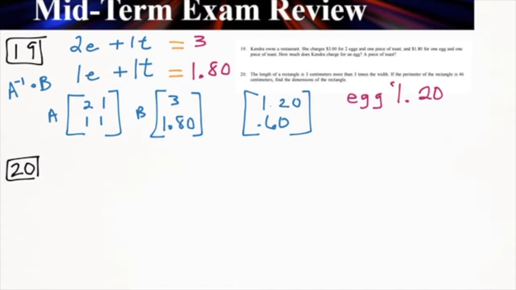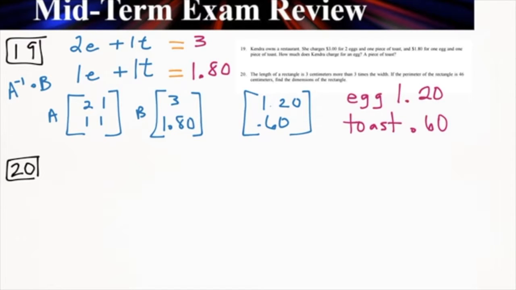I'm going to put a little $ sign there. Oop, that didn't look good. We'll just take that off. And for each piece of toast, it is 60 cents. Okay? All right, let's do the next problem.